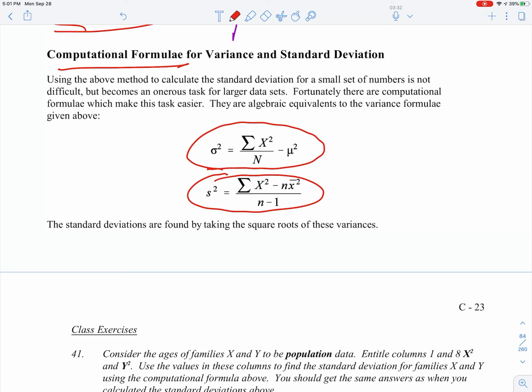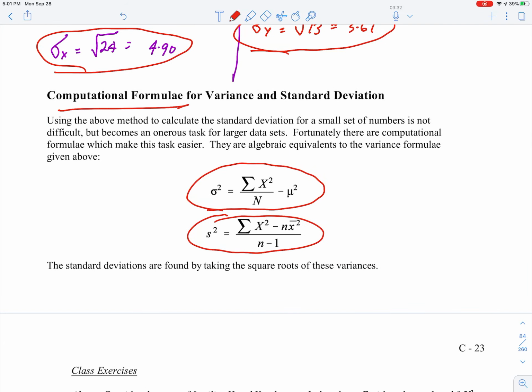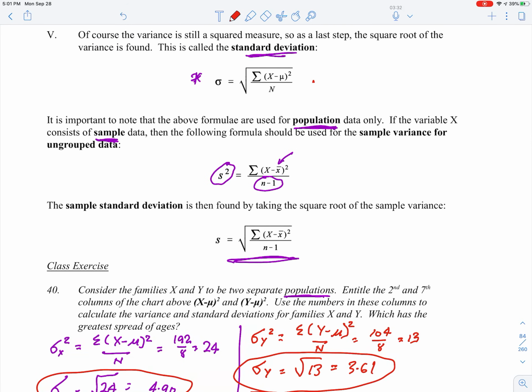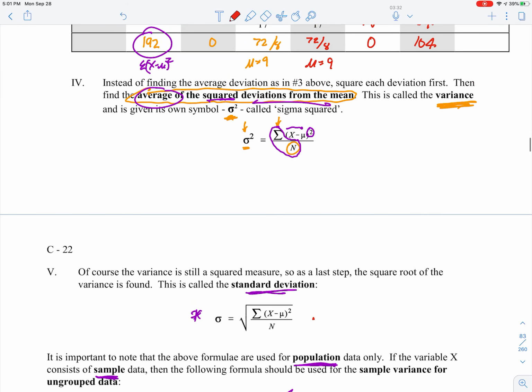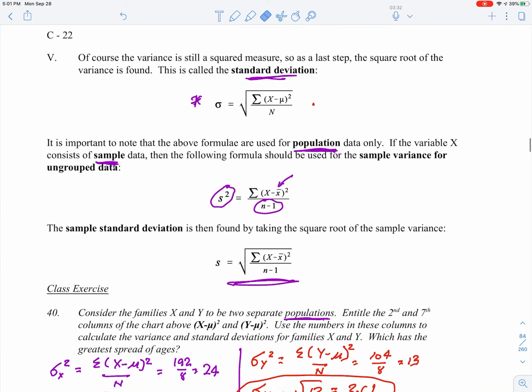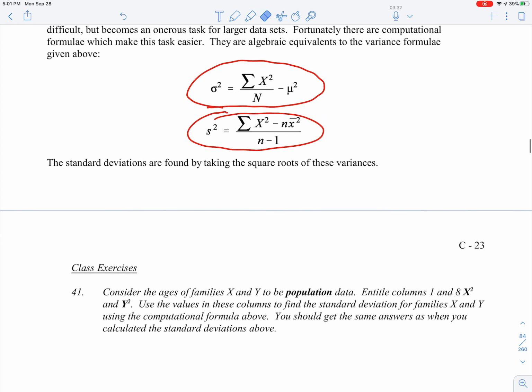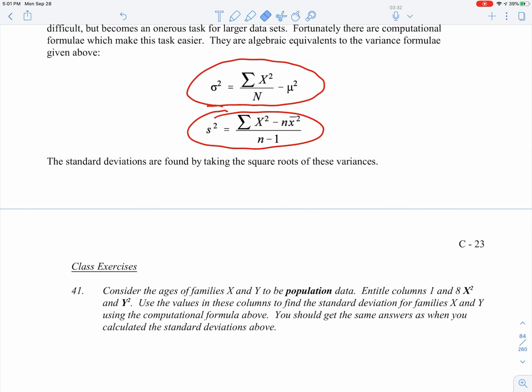And if you're good at algebra, you can simply take this original formula up here for the variance and use a little bit of algebra, and you should come up with exactly the same thing. I would not ask you to do that on an exam, by the way.